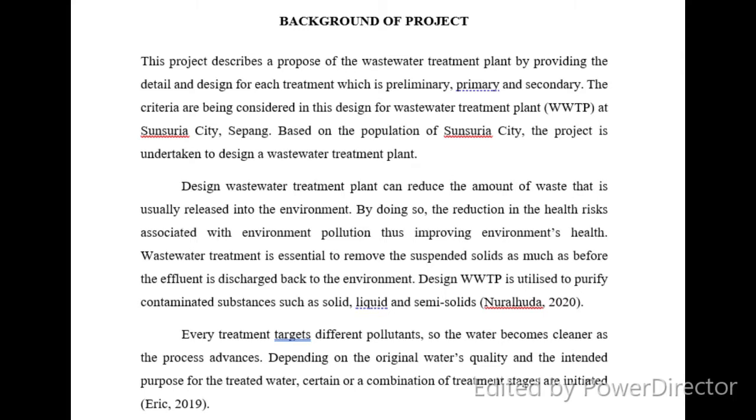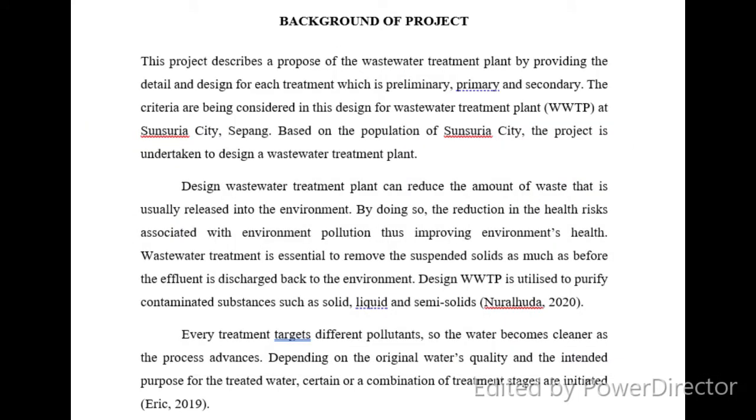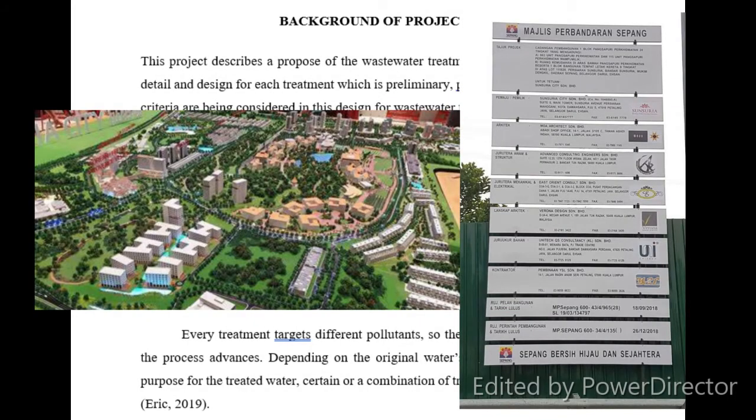This project describes the purpose of the wastewater treatment plant by providing the detail and design for each treatment, which is preliminary, primary, and secondary. The criteria considered in this design for the wastewater treatment plant, WWTP, at Sensoria City, Sepang.